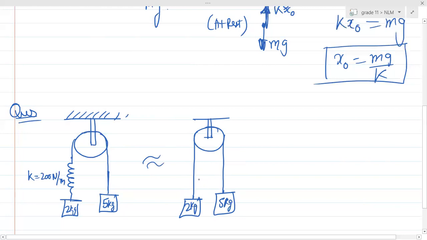You remember this, m1 m2 upon m1 plus m2, all this? You remember this machine? Already we discussed about this machine, Atwood's machine, right? This thing will go down with an acceleration a, this thing will go up with an acceleration a. Yes or no? So basically, if I can convert this problem to this problem, then my problem will be solved.